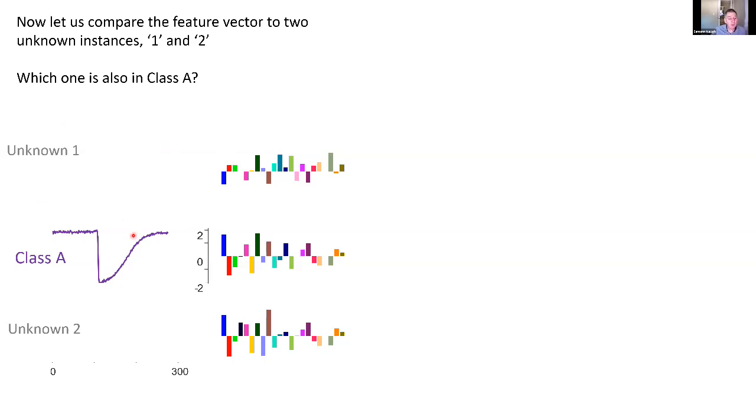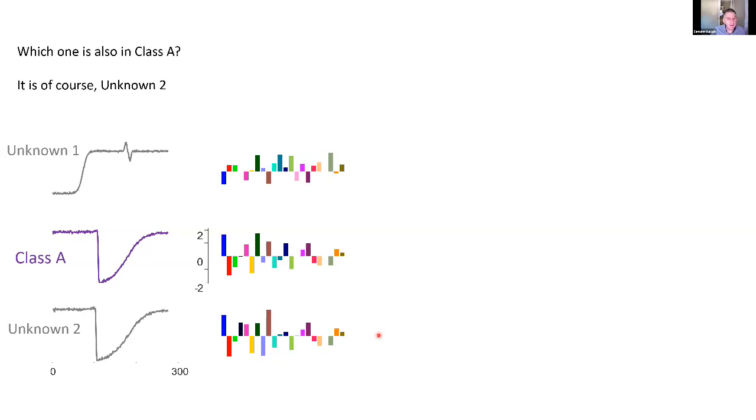In contrast, for unknown 2, the feature vector actually looks visually quite similar. There are some differences. This black thing here is quite different, but in general, most of the features are well conserved here. Let's fill in the picture, and now it actually kind of makes sense. Unknown 2 does look like class A, both in the raw space and the feature vector space. And unknown 1 does not look like class A in either space.